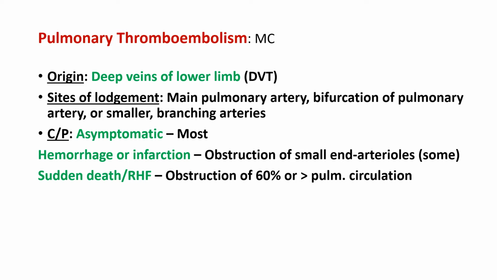In most cases, pulmonary thromboembolism is asymptomatic. The patient doesn't complain of any manifestations. In some cases, because of obstruction of the end arterioles, it may lead to development of hemorrhage or infarction. These small end arterioles may rupture, leading to hemorrhage, or because of their occlusion, the target tissues suffer from ischemia leading to infarction. And very rarely, when 60% or more of the pulmonary circulation is obstructed, there may be sudden death of the individual or right heart failure.